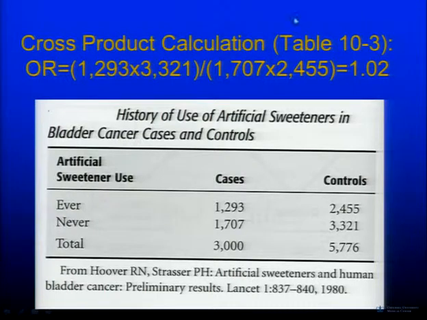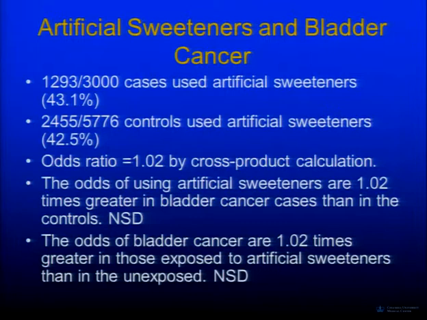Knowing that we have a case control study, we have our A, B, C, D, and we can do that cross product calculation. So here's our odds ratio. We're going to take 1,293 times 3,321, so doing AD, and then divide it by BC, so 1,707 times 2,455. Here we end up with an odds ratio of 1.02. So what does that mean? Not really associated. You don't have a strong association.